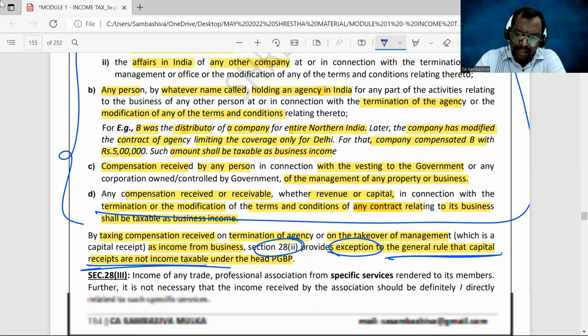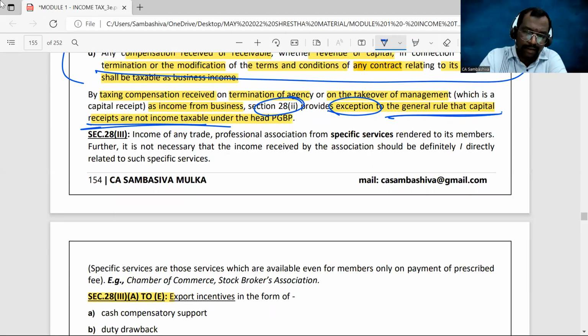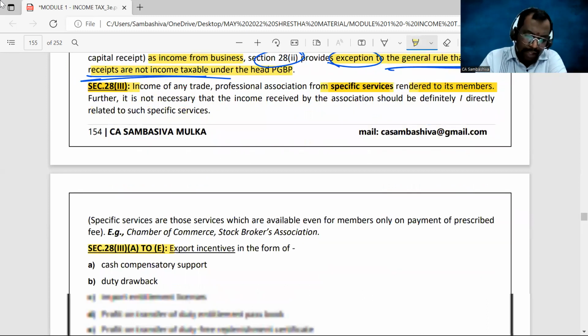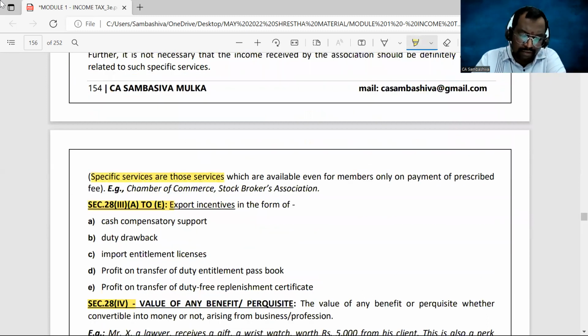Next, section 28 clause 3. Income of any trade or professional association from specific services rendered to its members. Further, it is not necessary that the income received by the association should be definitely or directly related to such specific services. So what do you mean by the specific services? Specific services are those services which are available even for members only on the payment of the prescribed fees.